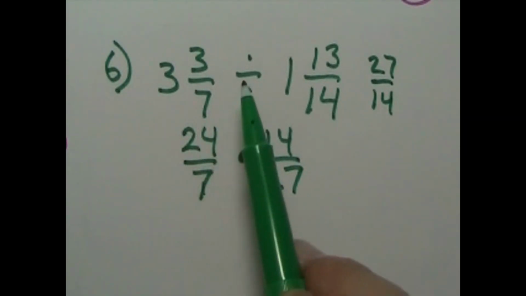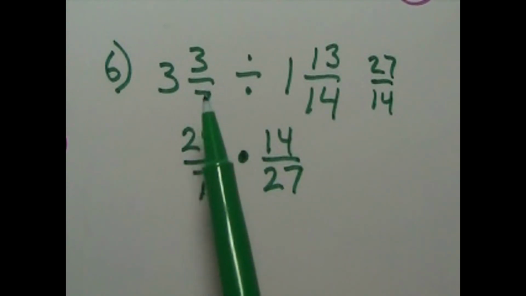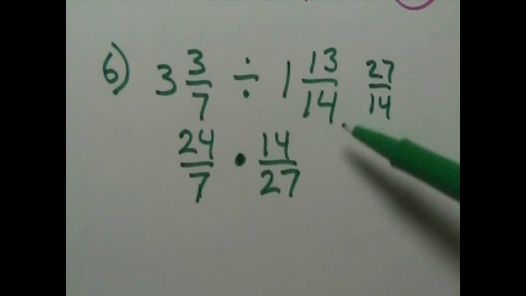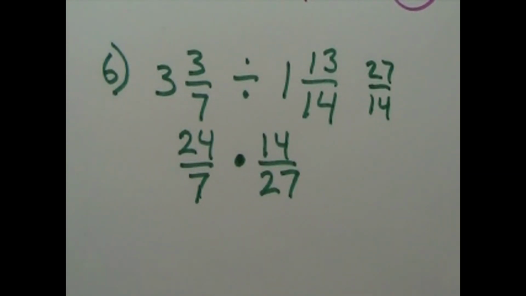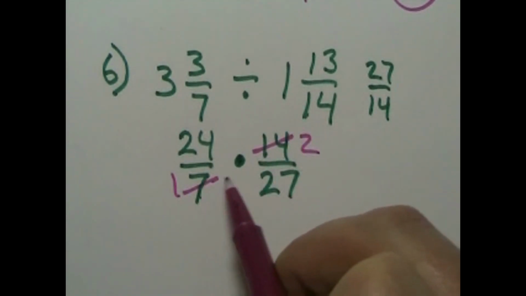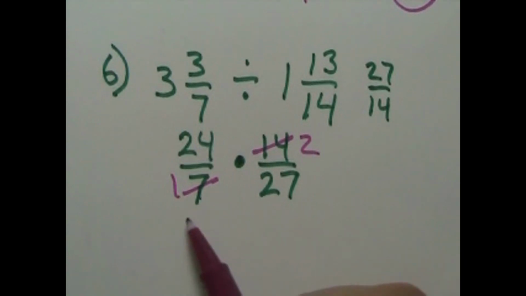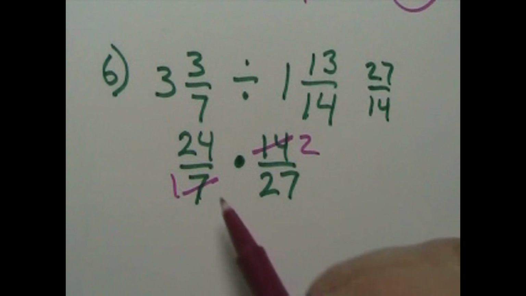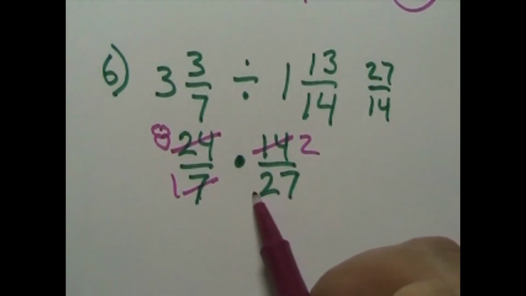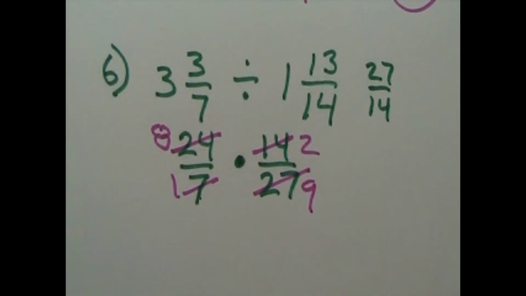Okay, so we're freezing it, we changed it, and we flipped it. Of course, we had to make these improper first. So I'm doing a lot of this in my head. Next, we'll reduce. We have 7 into 14. 7 goes into 14 twice. Let's see, 24 and 27. Can you think of a number that goes into both of these? Common factor? That would be 3. 3 goes into 24 8 times. 3 goes into 27 9 times.